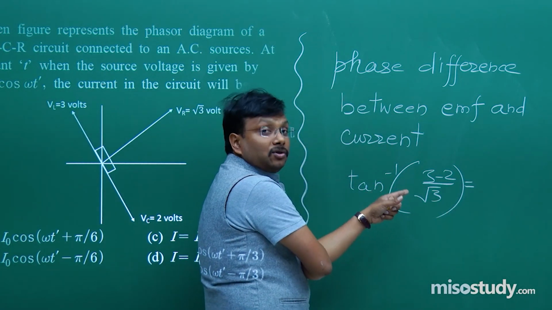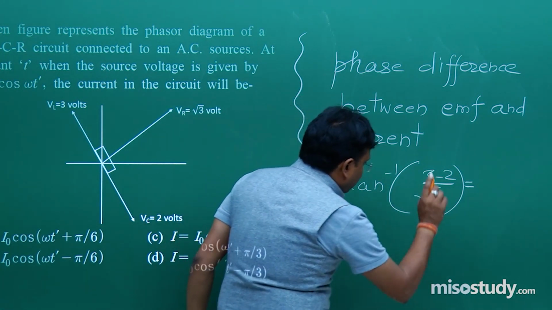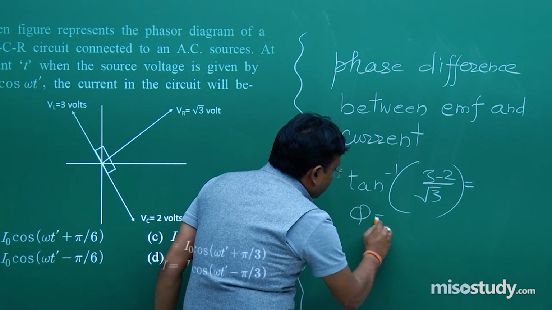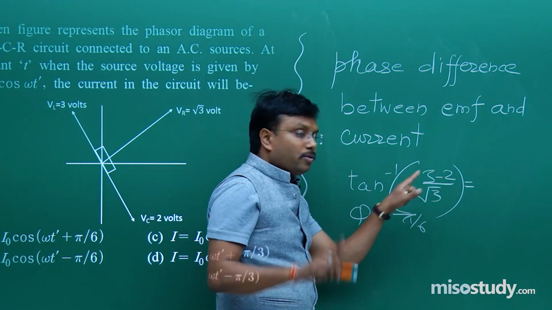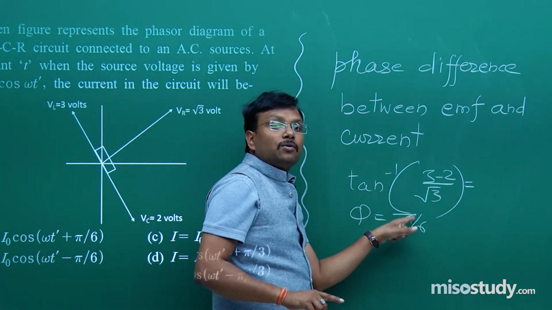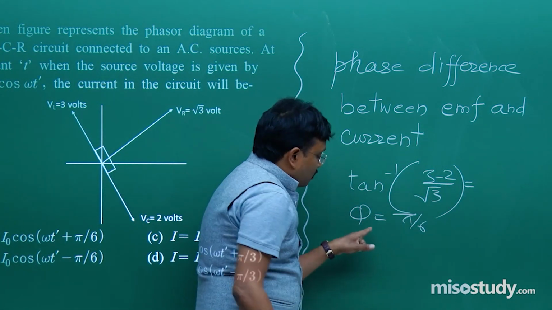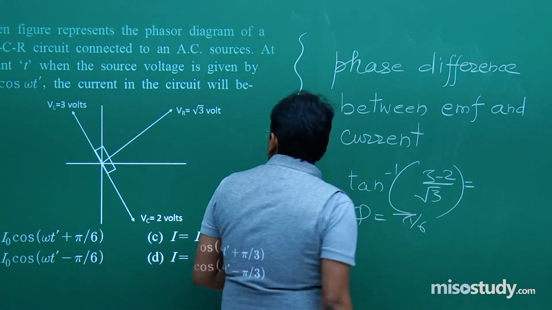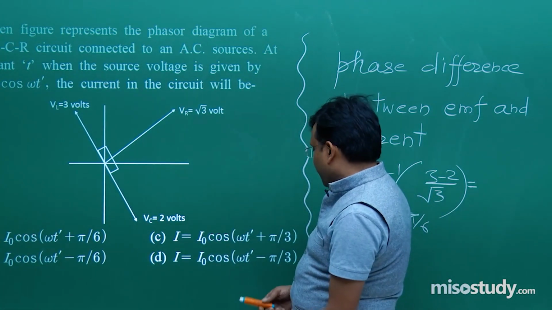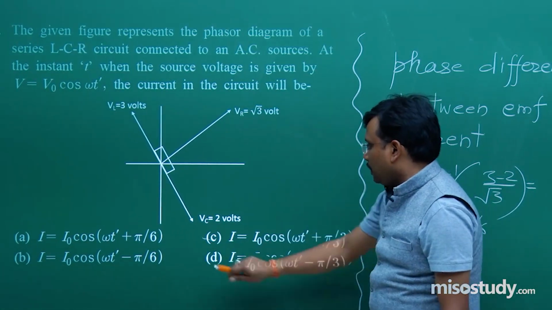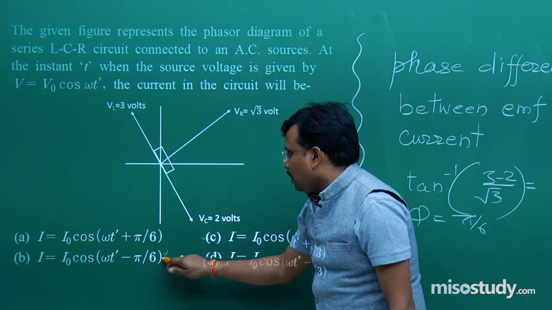It will give you 1 by root 3. Tan inverse 1 by root 3 means tan 30 degree. So rather than writing 30 degree, I am writing pi by 6. So if directly I can mention, then I can say phi is equal to pi by 6. I hope you understand this. Then you can easily check which one is the correct option. So with pi by 6, C is not applicable, D is not applicable, minus it should be fine. So B is the correct option.